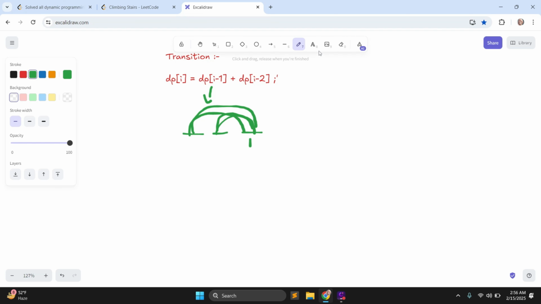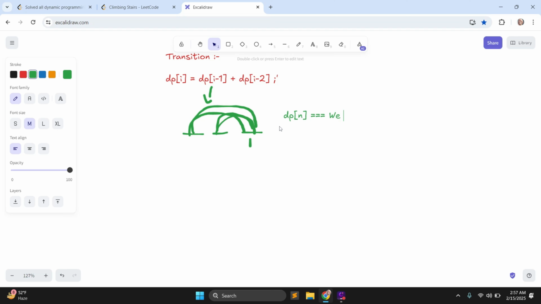So now here comes the final answer. The final answer is stored in dp of n, because we have to find the ways to reach the nth index.